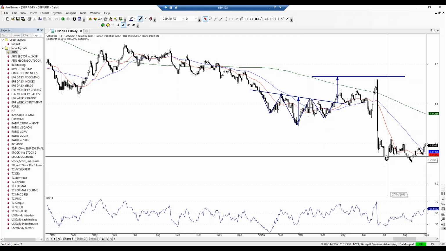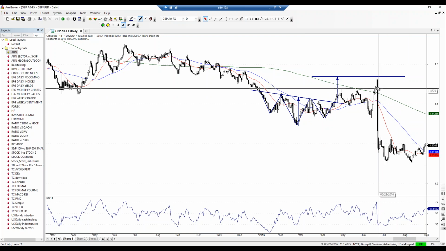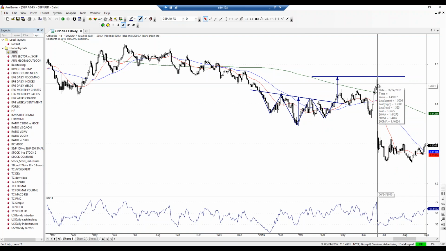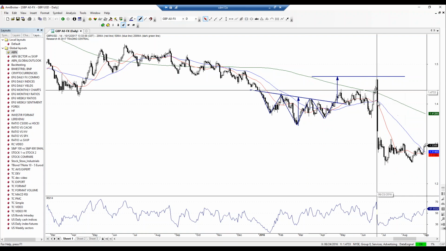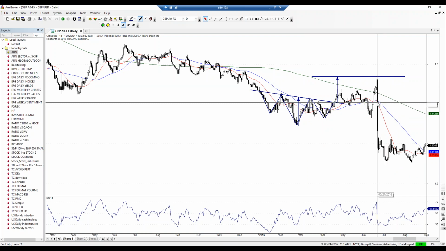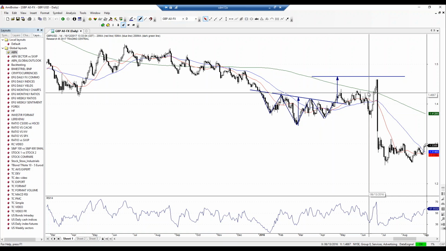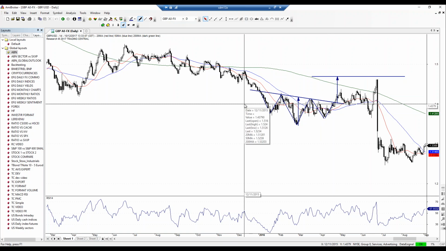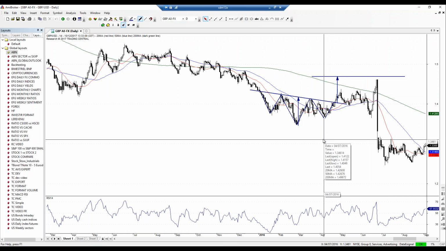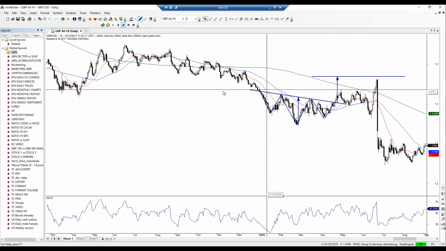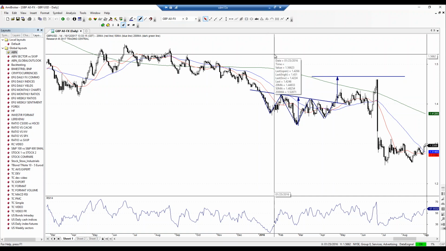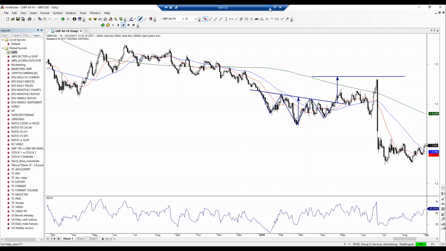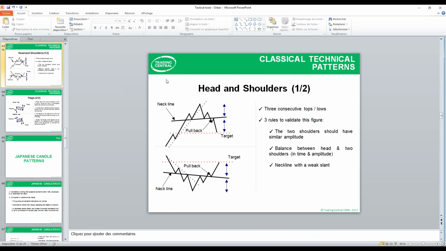It's a particular case because it was just before the Brexit last year. That's why I have chosen this example. So keep this in mind. Don't be too greedy on the market and take profit when prices have reached the theoretical target of a pattern, or at least take part of your gains, part of your profit. Let's go back to the presentation.